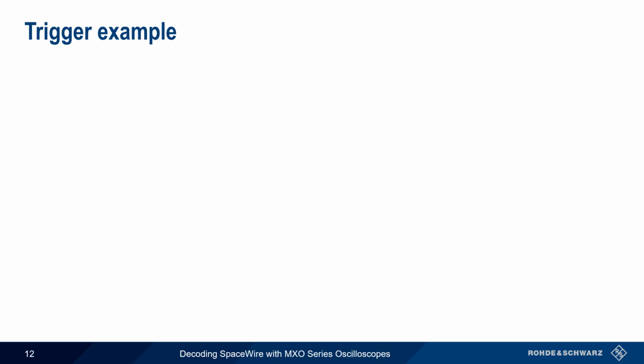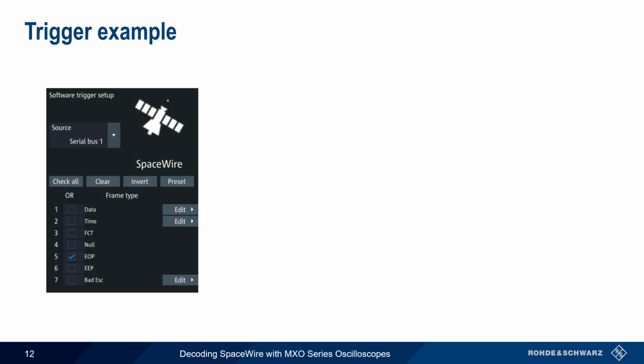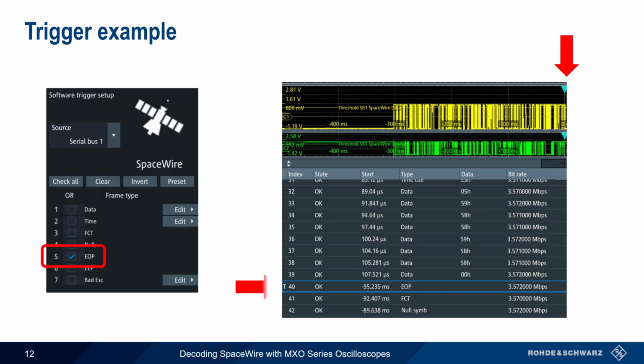Let's look at an example. Here we've configured our SpaceWire software trigger to trigger on an end-of-packet character. As a result, the MXO triggers when it sees an end-of-packet character in the bit stream. Note that it's possible to trigger on multiple events and/or to trigger on specific character values.